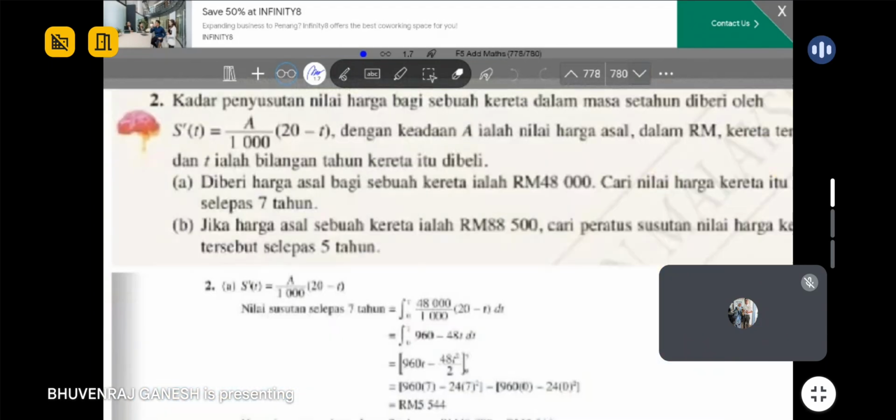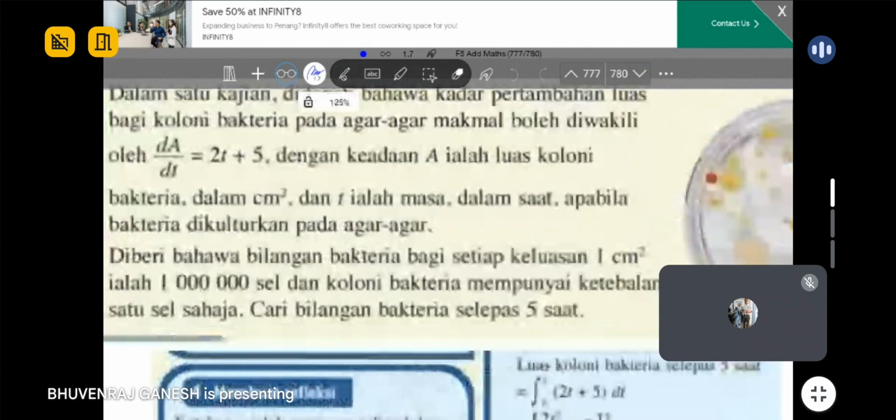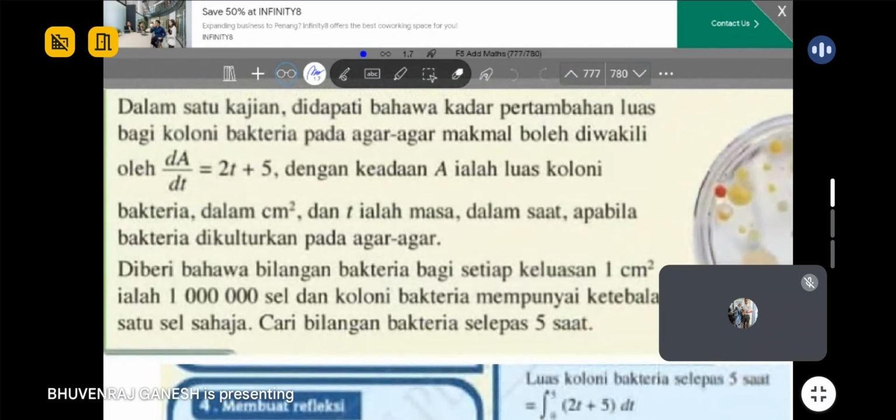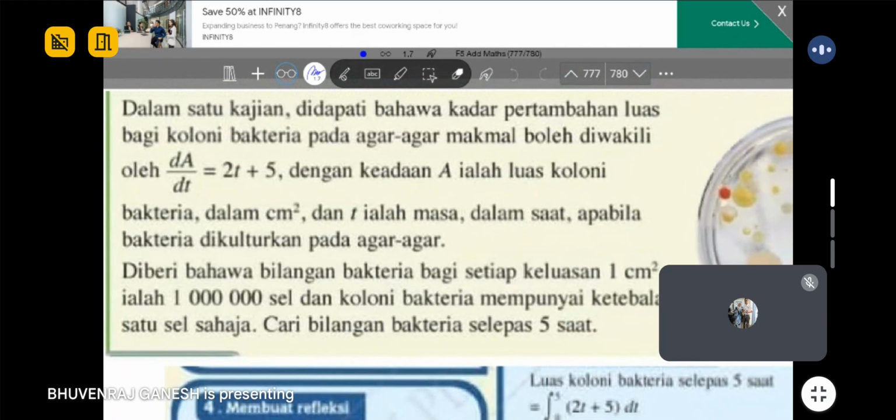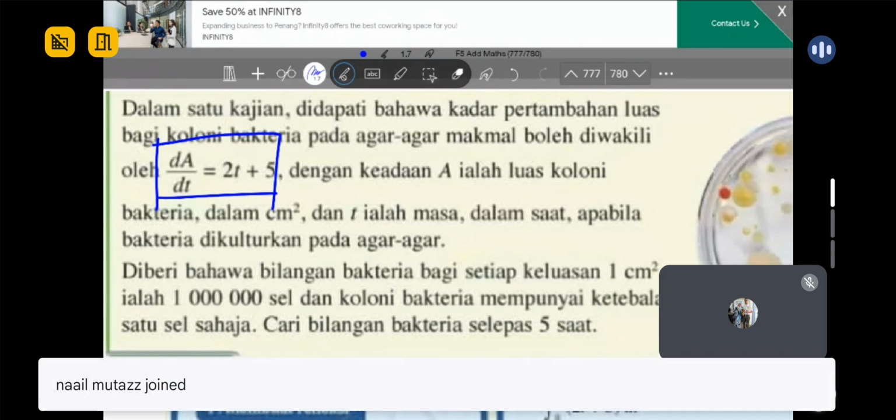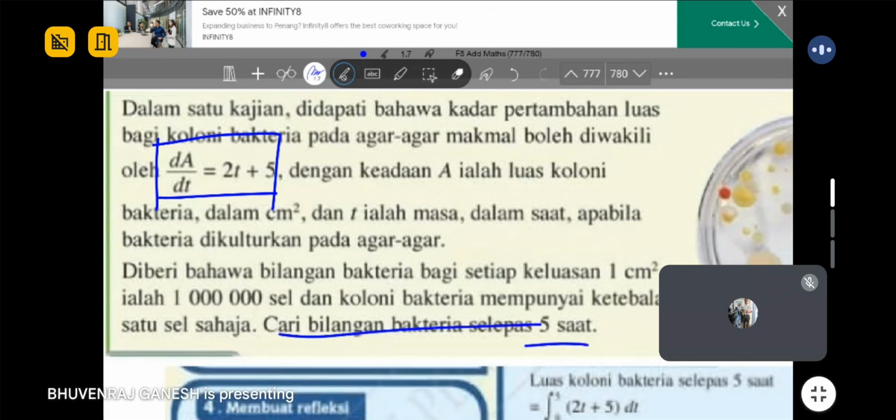Okay, this I think is the last one on the application. Application part is very short. You must just know how to solve questions only. Okay. So this is the last one. Okay. So we got this equation. All right. So the question is find the number of bacteria after 5 seconds. Okay. So think and see, guys. T is time. T adalah masa. A is the area, luas.